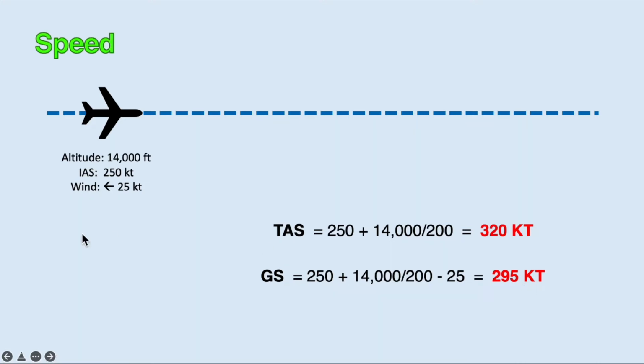So in a nutshell, the plane is flying at 250 knots indicated, and this is the only speed that I can give to the pilot. I cannot give to the pilot fly at 295 knots. I need to give him 250. Actually, it's flying at 320 knots, but in relation to the ground, it's flying at 295 knots.